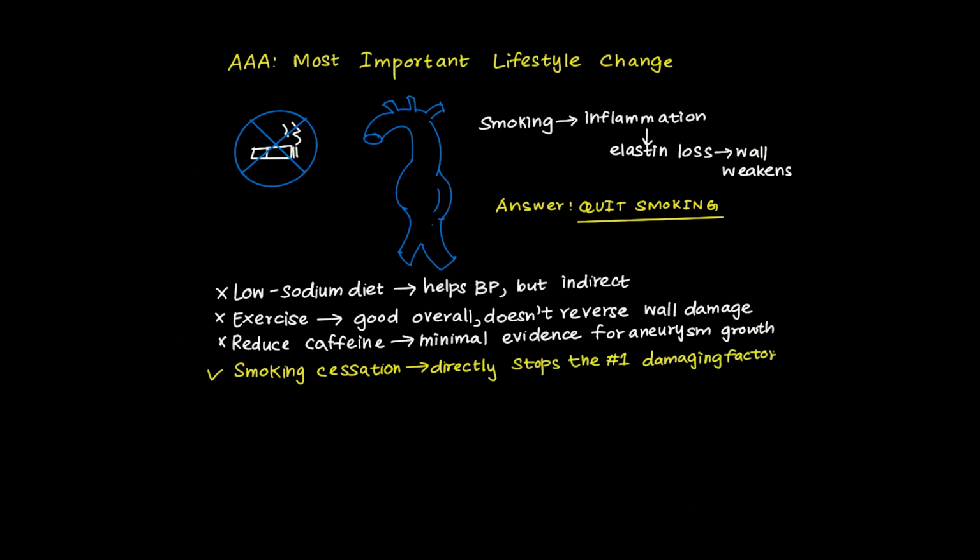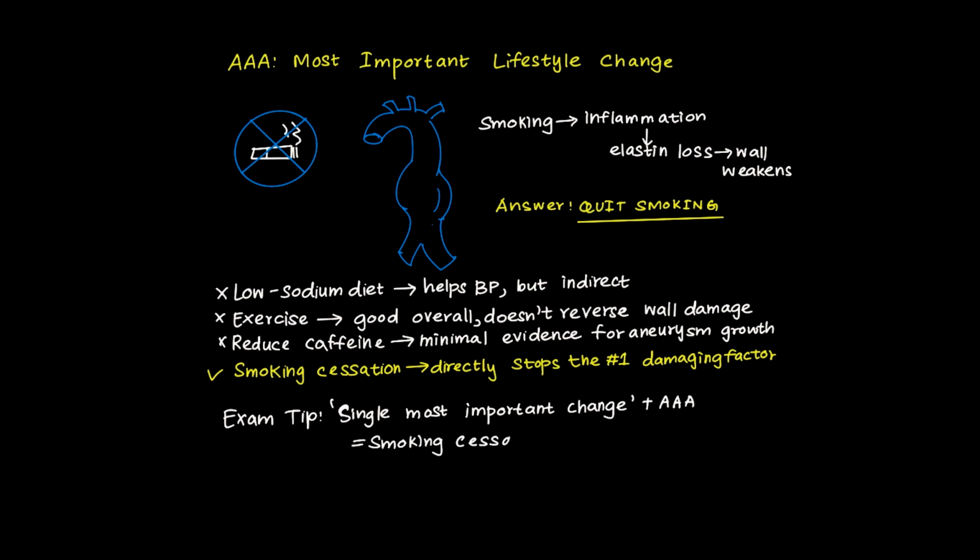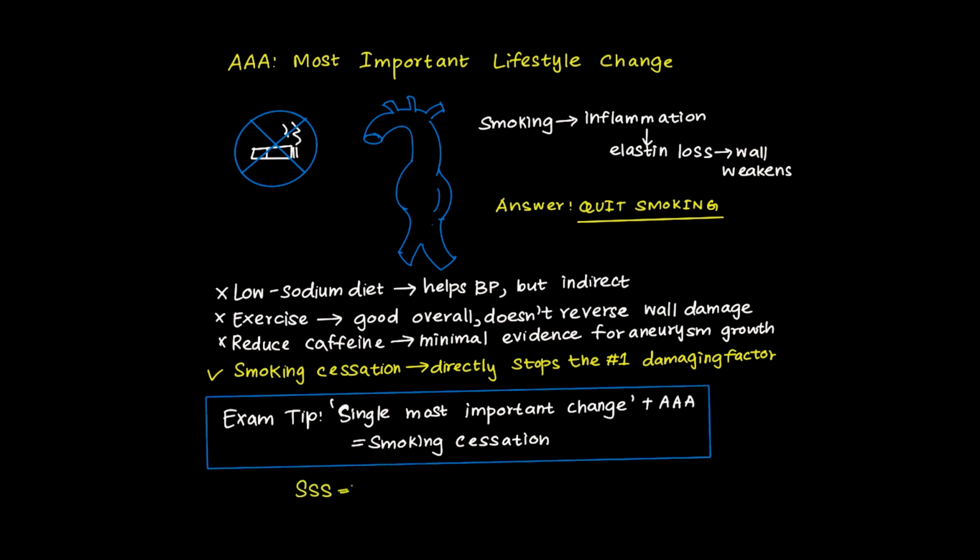Here's a WGU D454 OA exam tip for you. If an AAA question asks about the single most important lifestyle change, the answer is always smoking cessation. The word single is your cue. Smoking is the biggest modifiable factor. Recall hook. Smoking stops the strength of the aortic wall. SSS. Stop smoking to save the wall.